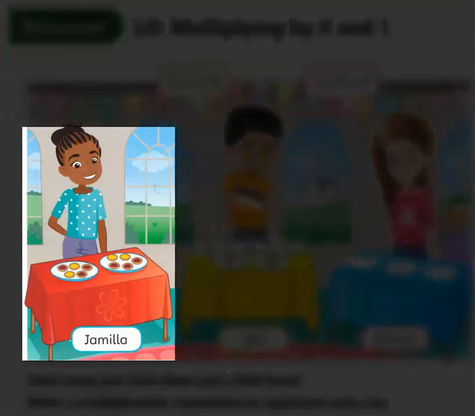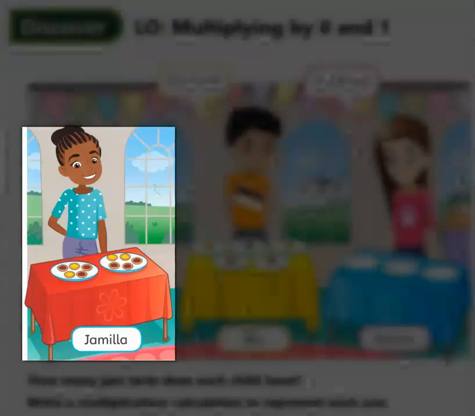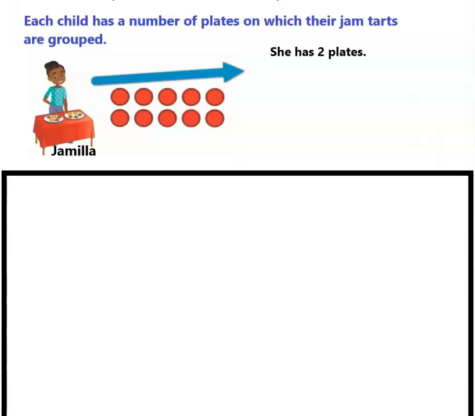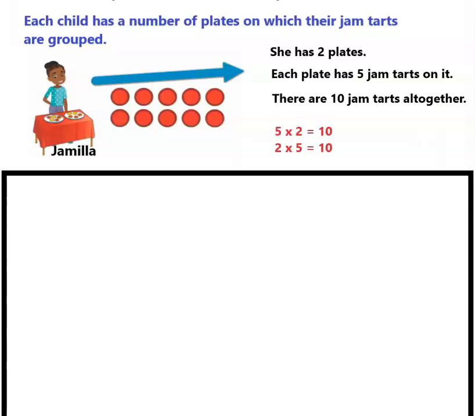Let's begin with Jamila. We can see that she has 2 plates. Each plate has 5 jam tarts on it. There are 10 jam tarts altogether. Let's focus on how we write that as a multiplication statement. So 5 times 2 equals 10, or indeed 2 times 5 equals 10. We can multiply the numbers in either order.